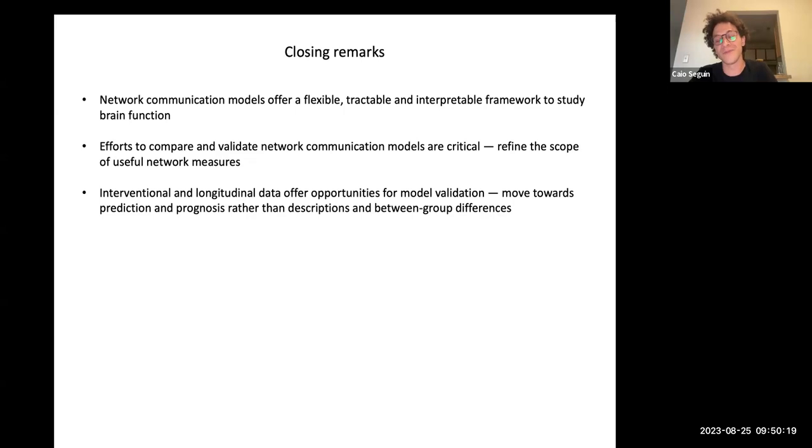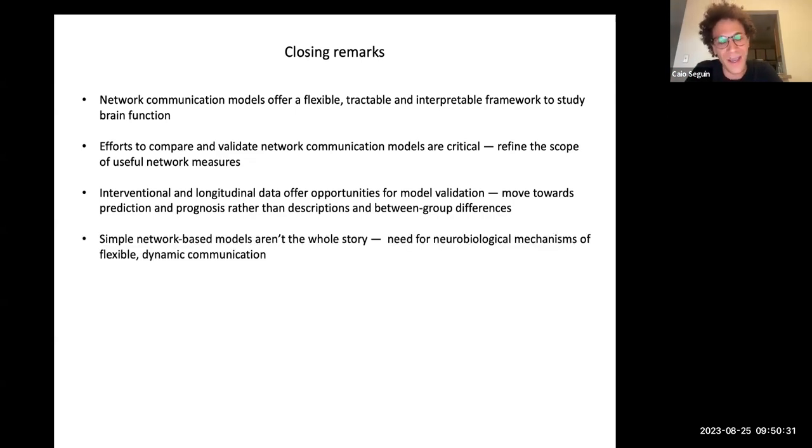I think we have used network measures to describe the brain kind of to death, and now maybe we have to move on to a more interventional or longitudinal kind of approach. And again, these models are super simple, and they are for sure not the whole story. They really lack neurobiological detail. They can't really tell us about mechanisms of flexible information transfer.